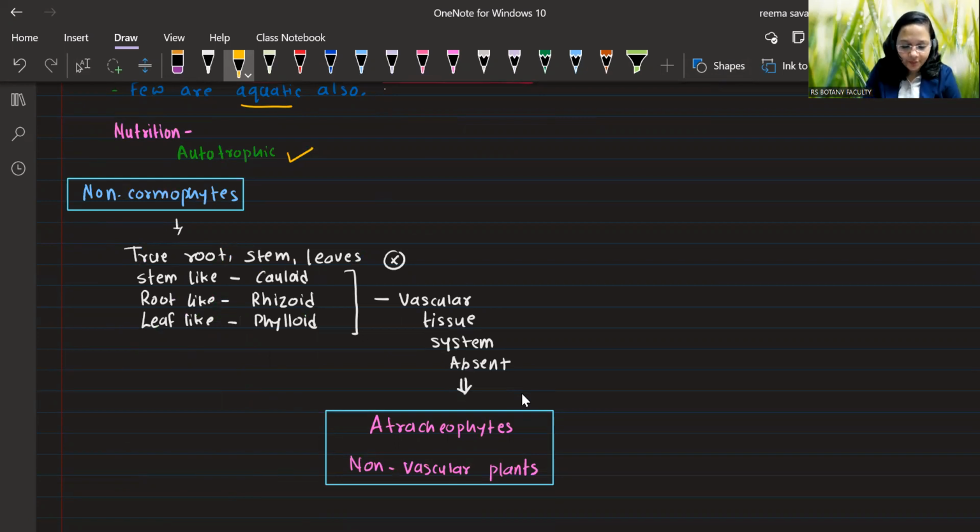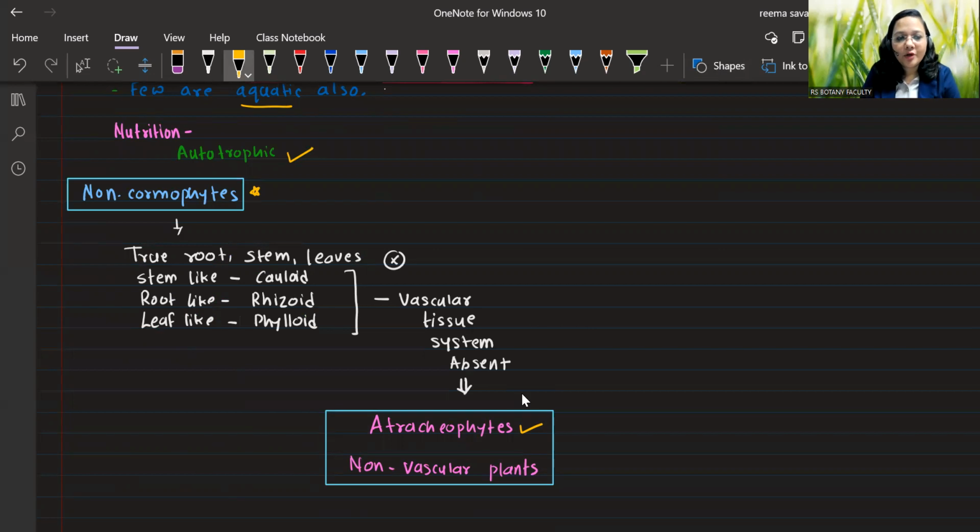They are non-cormophytes. So what do you mean by non-cormophytes? They do not have true root, stem and leaves. So why do they not have true root, stem and leaves? Because they do not have any vascular system. We already know that the first vascular system develops in pteridophytes. So bryophytes are atracheophytes. They are non-vascular plants.